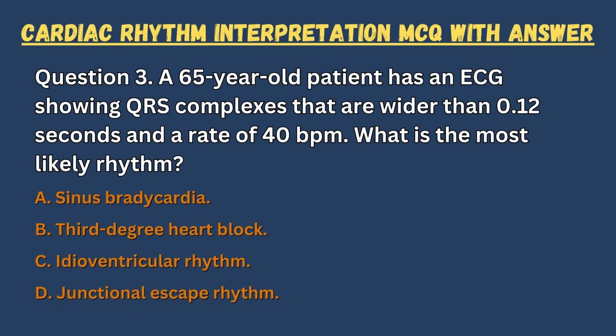Question 3. A 65-year-old patient has an ECG showing QRS complexes that are wider than 0.12 seconds and a rate of 40 BPM. What is the most likely rhythm? A. Sinus bradycardia. B. Third-degree heart block. C. Idioventricular rhythm. D. Junctional escape rhythm.